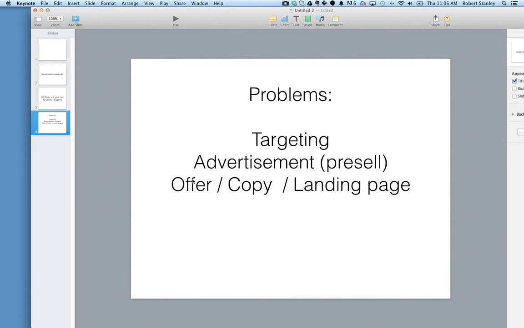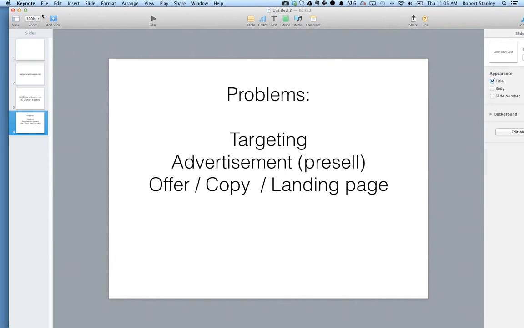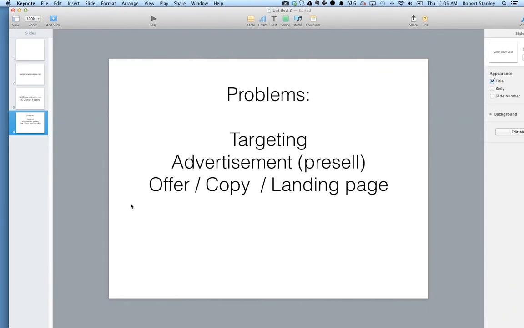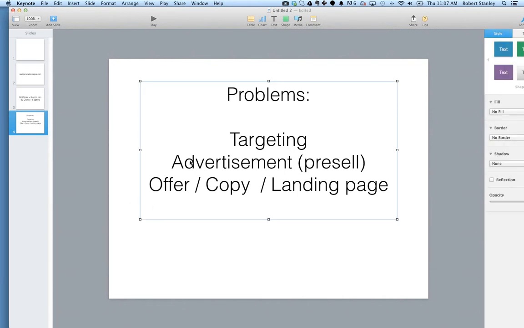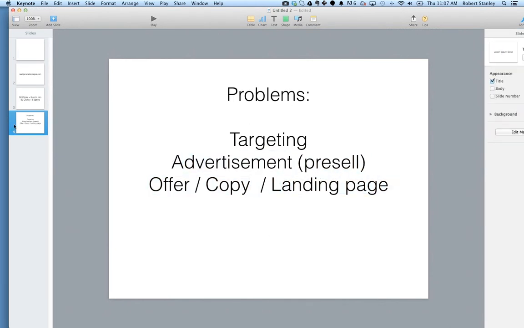So we talked about this in past trainings, that if your Facebook ad is showing a girl in a bikini, and your landing page is how to reduce your mortgage expense, that's not congruent, right? But you'll probably get a lot of clicks just because of the girl in the bikini. So you got to make sure that all these things are correct.